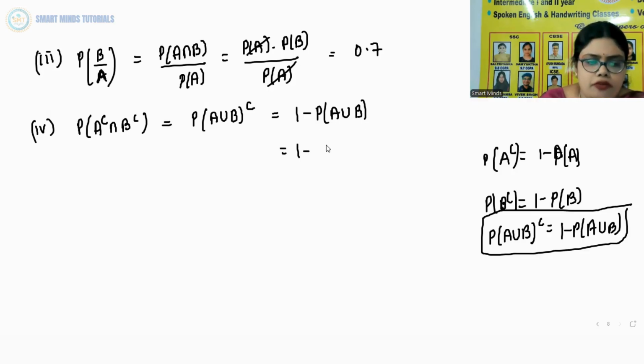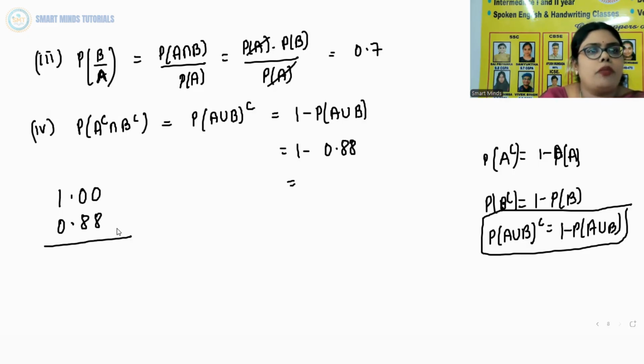We got P of A union B as 0.88. Now we need to subtract 1 minus 0.88. I'll show you how to subtract. 1 can be written as 1.00 minus 0.88. Now we borrow. 0 becomes 10. This 0 becomes 9. This 1 becomes 0. 10 minus 8 is 2. 9 minus 8 is 1. This is 0.12. Or directly you can do 100 minus 88 is 12. So it is 0.12. Both the ways are correct.